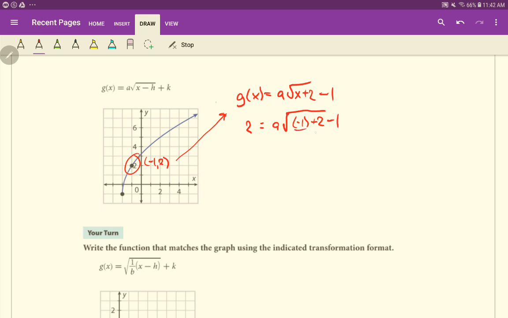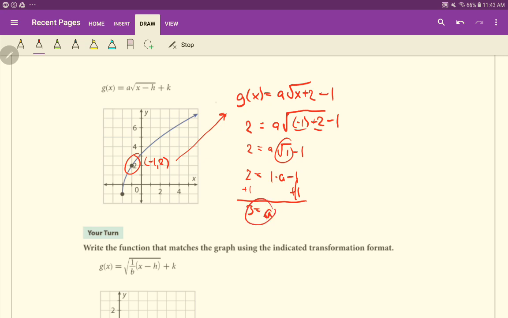So -1 plus 2 is going to give us a 1. The square root of 1 is 1, so we have 1 times a minus 1. And now we just solve for a. So we'll add 1 to both sides. We'll get 3 equals a.